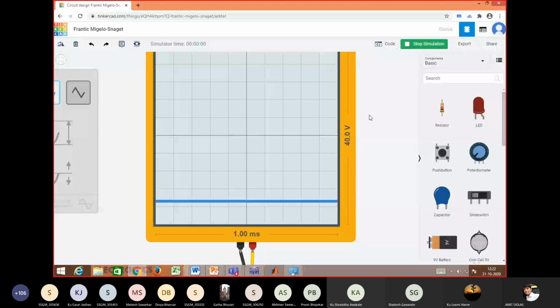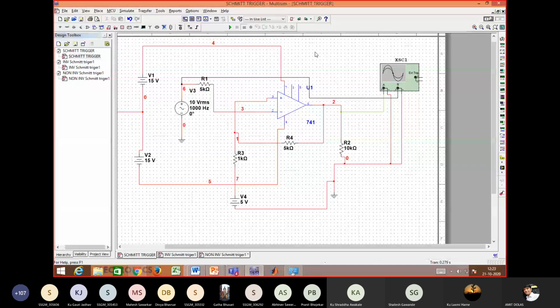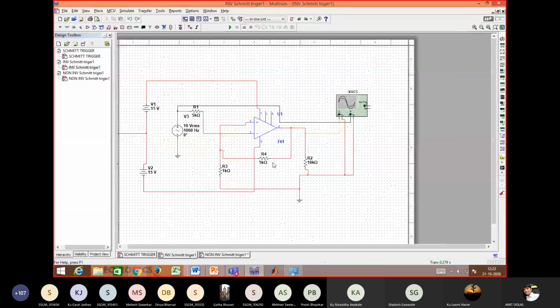Another limitation is that I have a CRO, but I cannot simultaneously see input and output. Of course, if I take two blocks of the CRO, I will be able to see input as well as output, but they will not be projected together, meaning where the output transitions from positive to negative and negative to positive, we cannot observe simultaneously. So I will show you the Multisim diagram here. Initially, you can see the inverting Schmitt trigger. Now I have the inverting Schmitt trigger on the screen. Are you able to see the Multisim screen now?